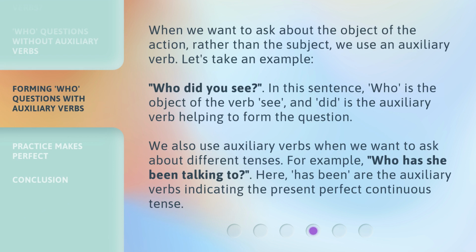When we want to ask about the object of the action, rather than the subject, we use an auxiliary verb. Let's take an example. "Who did you see?" In this sentence, who is the object of the verb see, and did is the auxiliary verb helping to form the question. We also use auxiliary verbs when we want to ask about different tenses. For example, "Who has she been talking to?" Here, has been are the auxiliary verbs indicating the present perfect continuous tense.